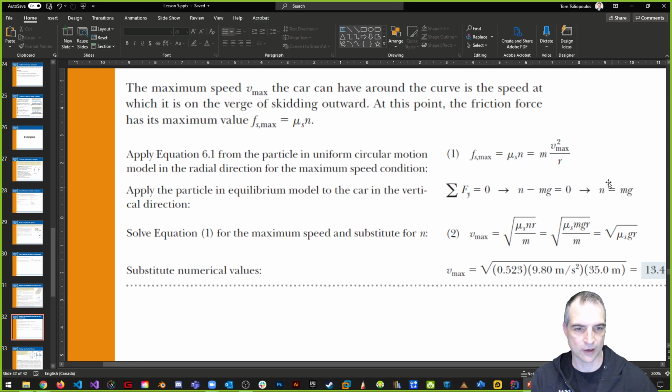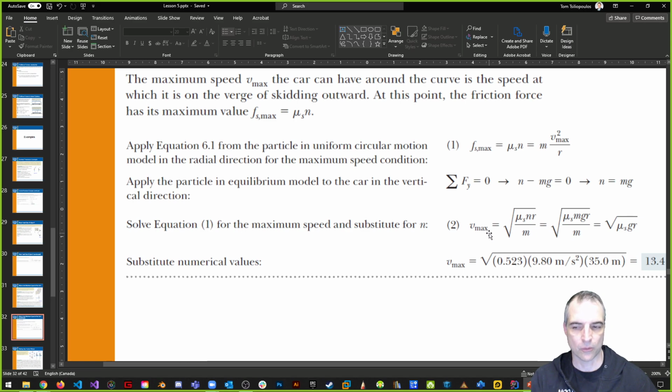When we rebalance the equation, we know that the sum of all forces across the y-axis is equal to mg, right? N is equal to mg. Normal force is equal to mg. It's in balance. It's in equilibrium, right?